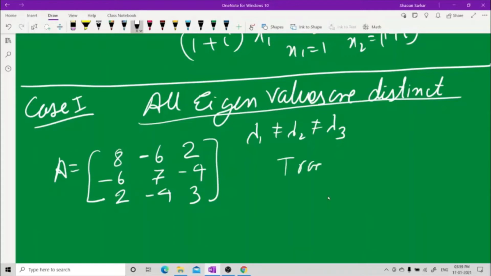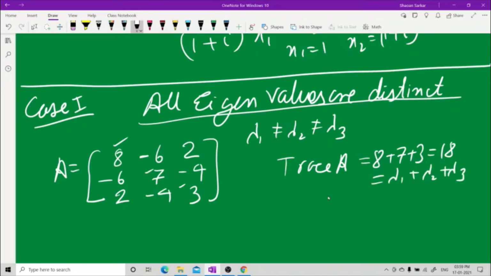The trace of this matrix is, what is the trace? That comes out to be 18, because 8 plus 7 plus 3 is equal to 18. Trace of A equals lambda 1 plus lambda 2 plus lambda 3. Never consider that lambda 1 is 8 and lambda 2 is 7 and lambda 3 is 3. Never do this mistake.